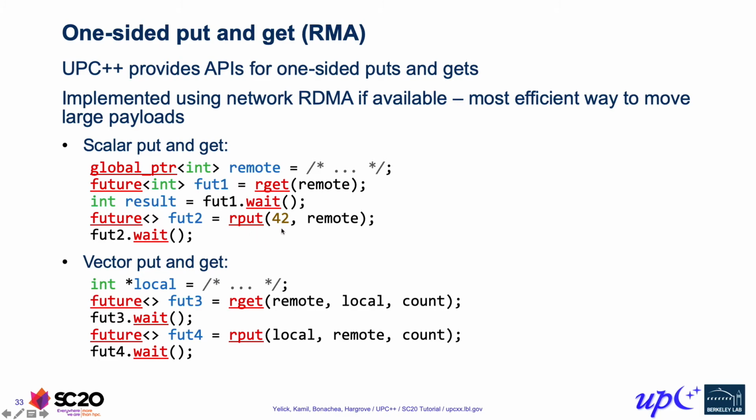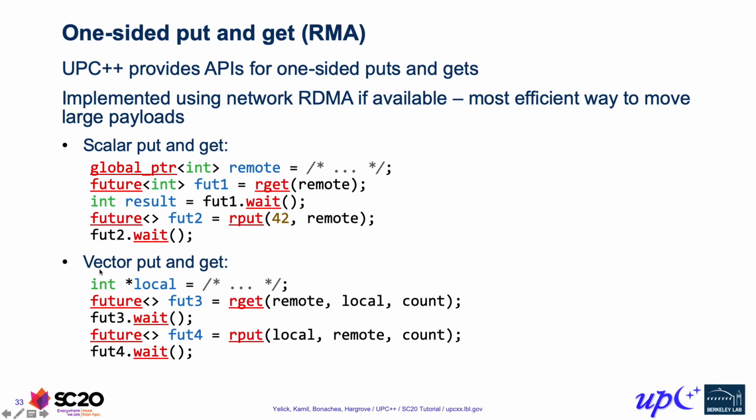For rput, we pass the value that we want to transfer as the first argument, and then the destination address as a global pointer as the second argument. So in this case, we're putting the value 42 over to the memory location referenced by the global pointer called remote. Now, rput itself doesn't actually produce a data value to the caller, so we don't get an argument inside of this future. We still do get a notification that the put has completed. So we get an empty future here, and then we can wait on it to ensure that the operation has indeed completed.